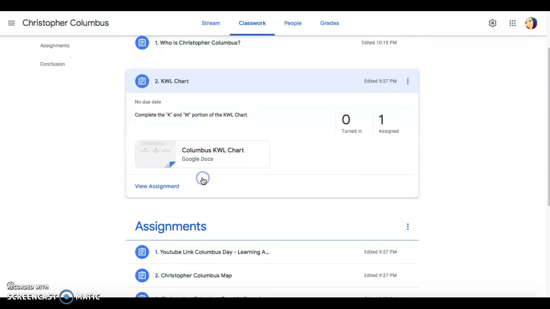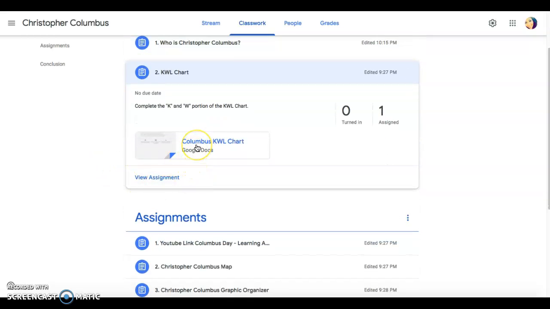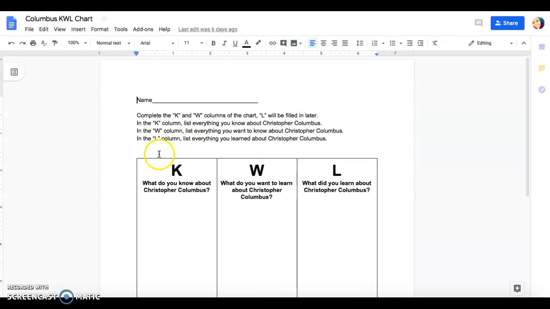The next assignment is a KWL chart. In the introduction part, I asked them just to complete the K and W portion of this chart. So, what do you know about Columbus? This will help me see what they know about Columbus, because the quiz is super specific, but this gives them the opportunity to fill in what they do know. And then the W: what do you want to learn about Christopher Columbus? This will give me an idea of what they want to know, and I can incorporate that into any future lessons.